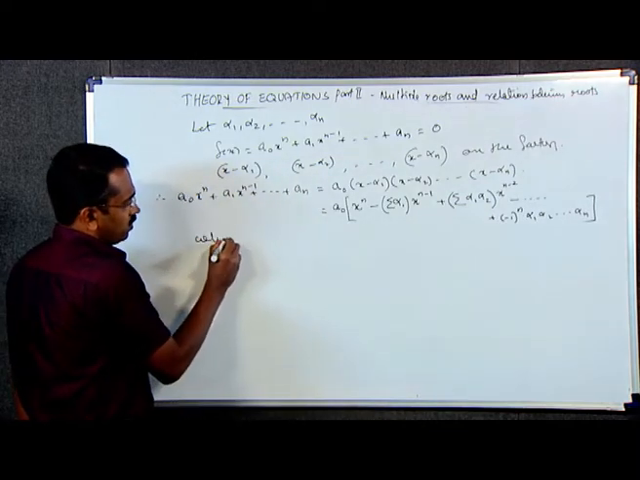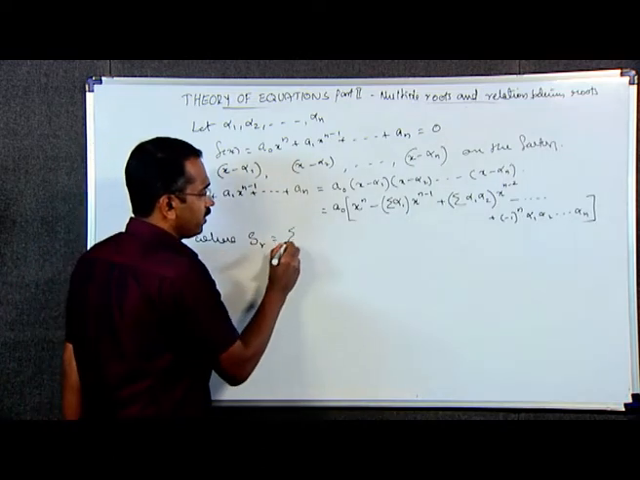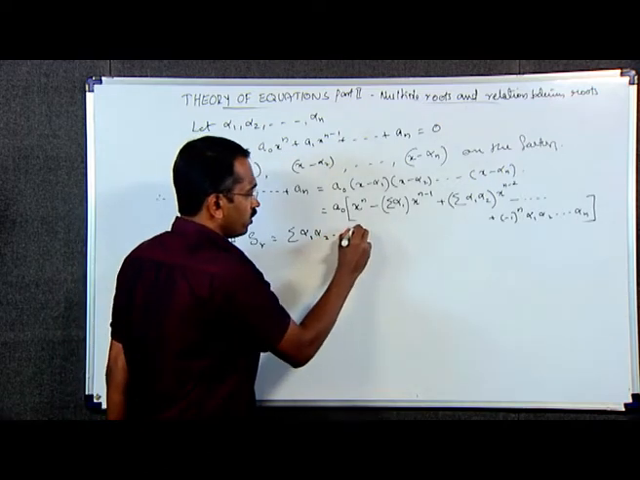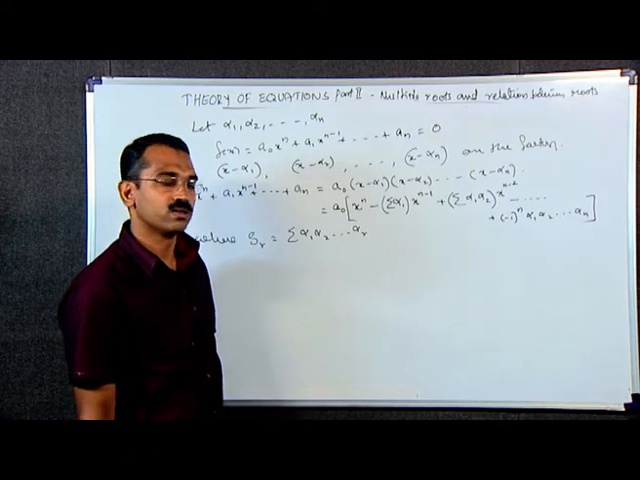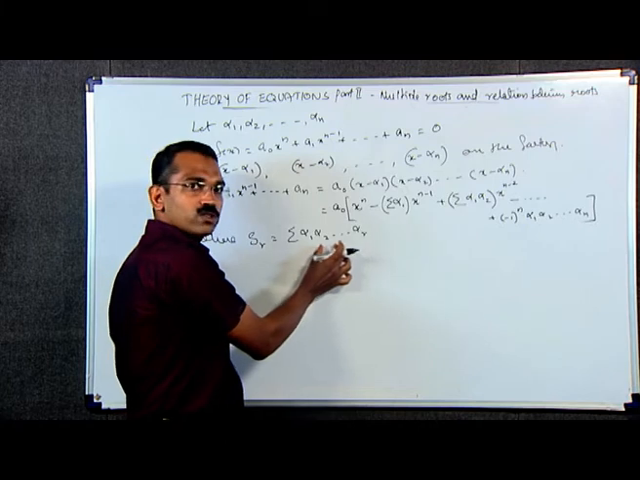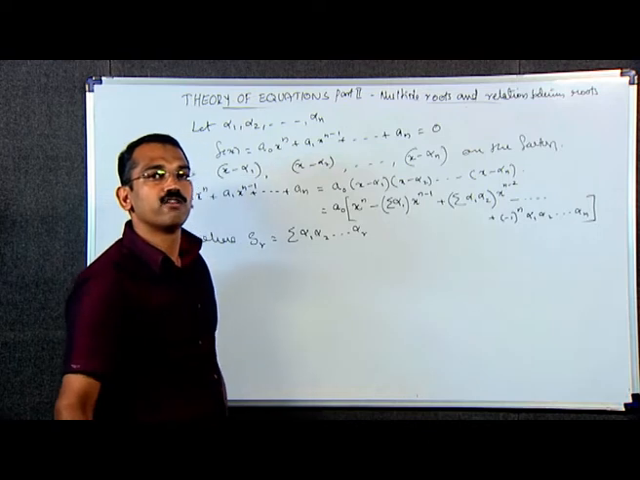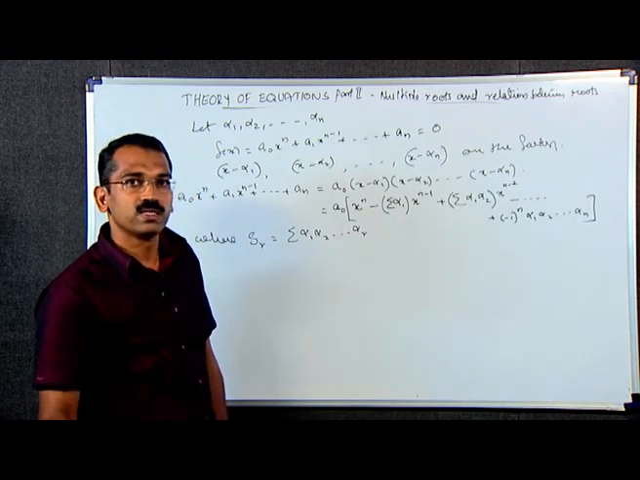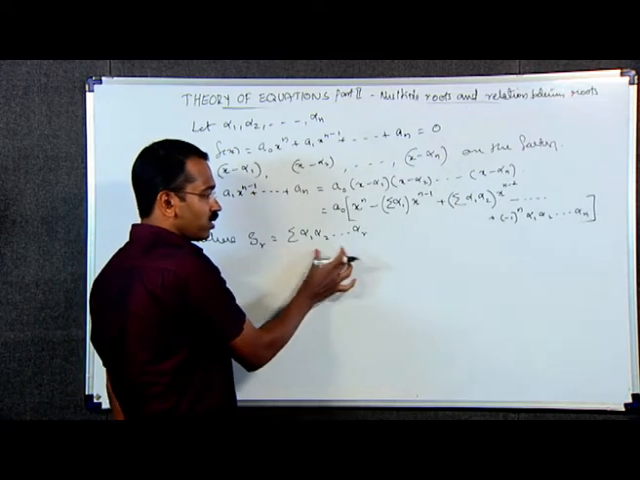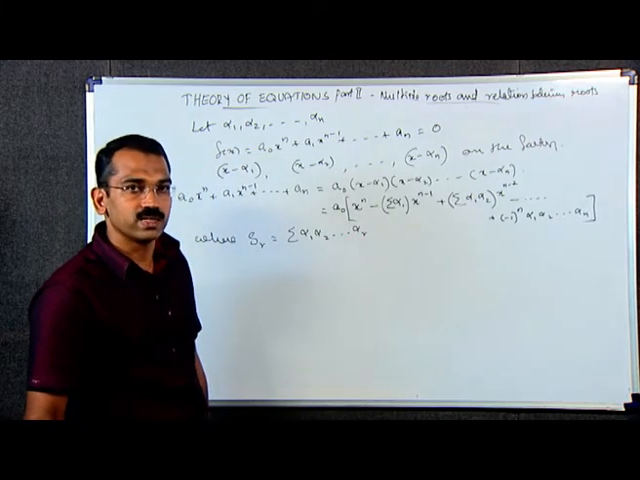Where we denote S r by summation alpha 1 into alpha 2 into etc. into alpha r, that is, this is the sum of the products of the roots alpha 1, alpha 2, etc., alpha r taken r at a time. This is the product of the roots alpha 1, alpha 2, etc., taken r at a time.